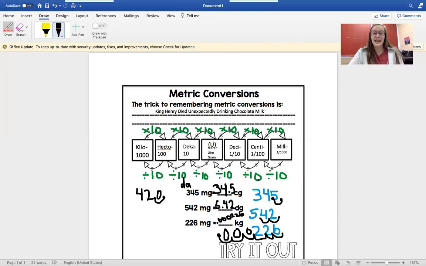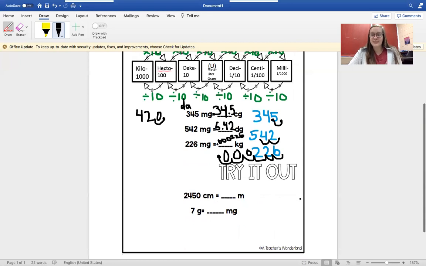Make sure you have this chart written down to help you, and these will be the tried out problems that you will see on your assignment.